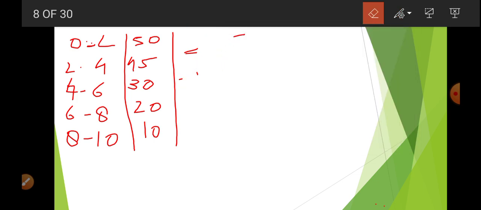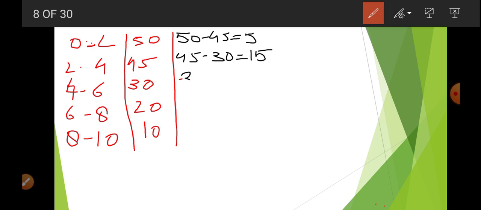It is not clear properly, so I'm going to write it again. Okay, so for the first one, how are we going to do it? We are going to subtract 50 minus 45 equal to 5. Then 45 minus 30 equal to 15. Then 30 minus 20, it means 10. Then 20 minus 10 is equal to 10.